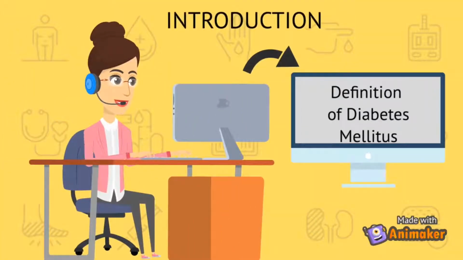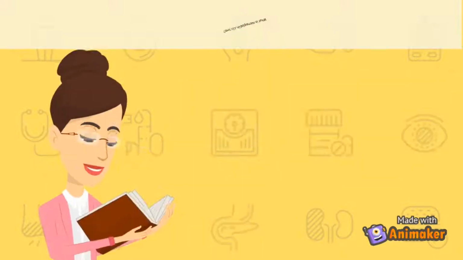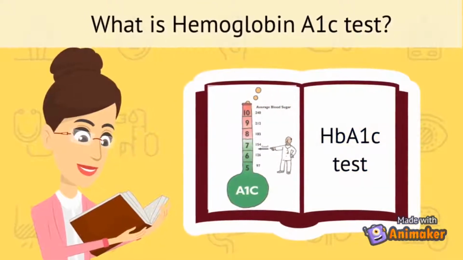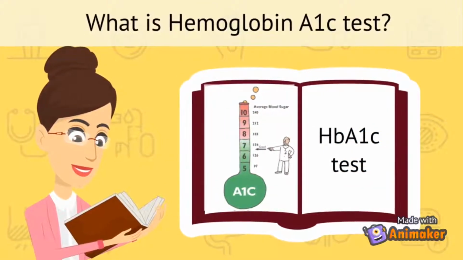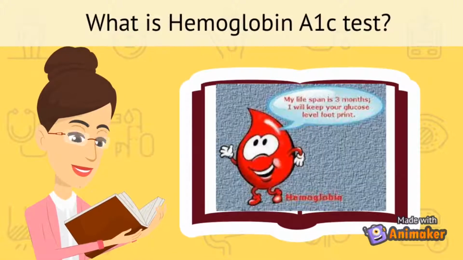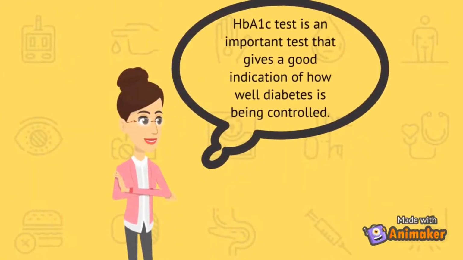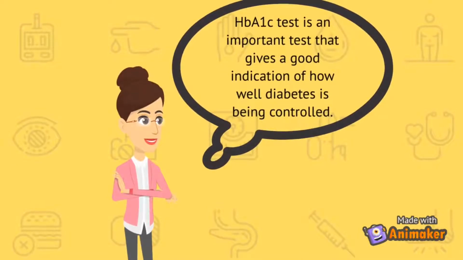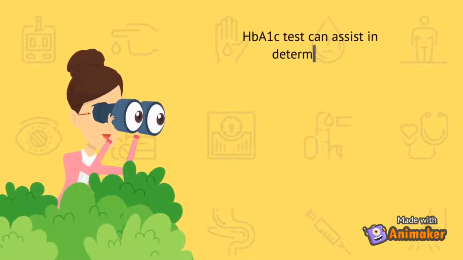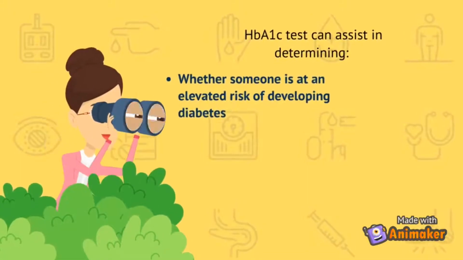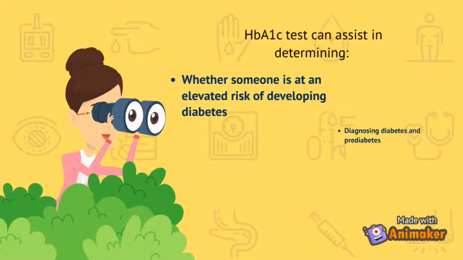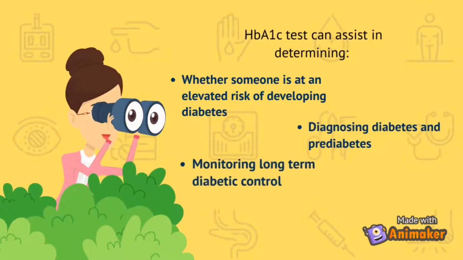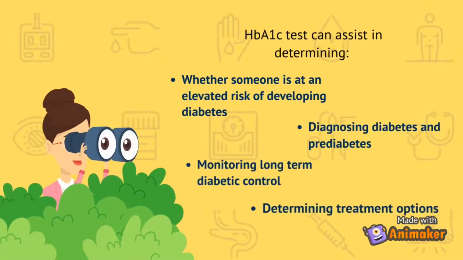Diabetes mellitus is a group of metabolic diseases that are characterized by hyperglycemia, resulting from defects in insulin secretion, insulin action, or both. The HbA1c test measures the average amount of glucose attached to hemoglobin over the past 3 months. It can assist in determining whether someone is at risk of developing diabetes, diagnosing diabetes and prediabetes, monitoring long-term diabetic control, and determining treatment options.